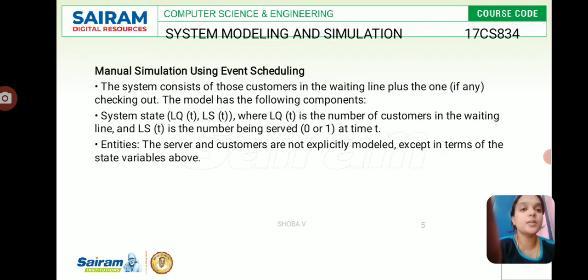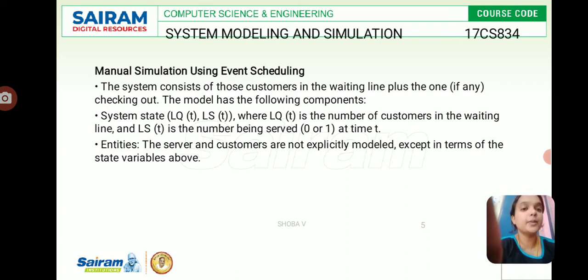Next is manual simulation using event scheduling. The system consists of those customers waiting, plus the one, if any, checking out. For example, if one customer is waiting for service, then another customer is in the waiting line. Simultaneously, both customers can eventually get serviced by the server.